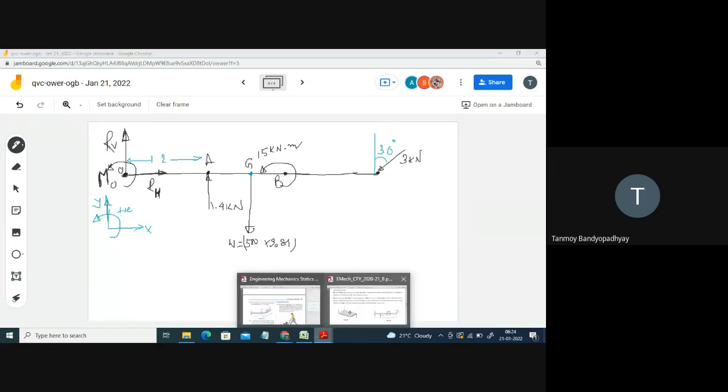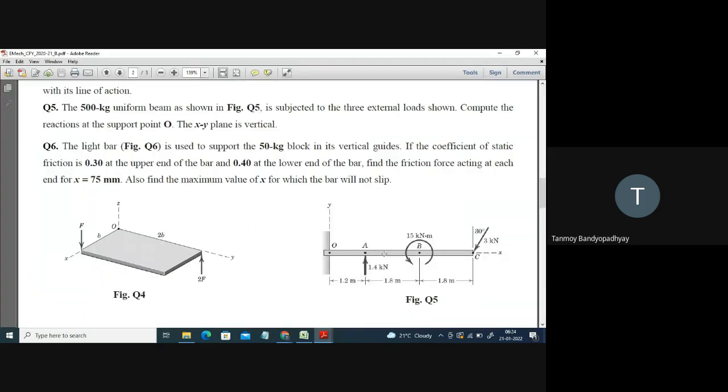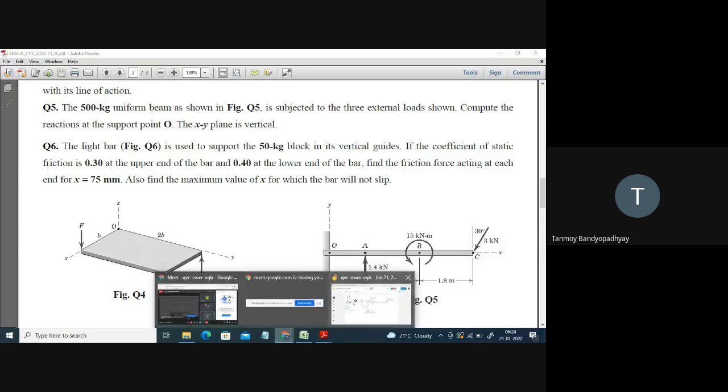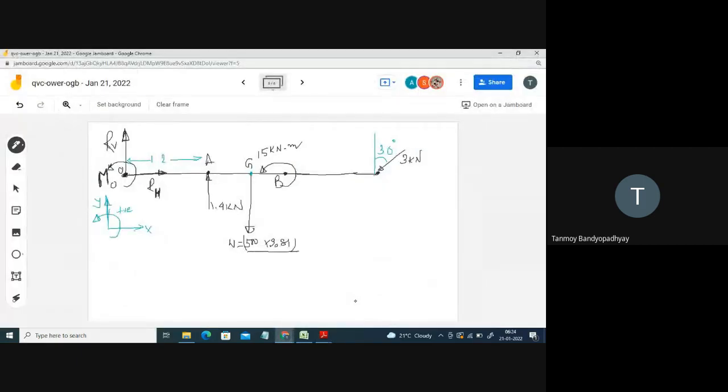See here, all the forces are in kilonewton. So 500 into 9.81 you get in newton. If you divide by 1000, you get the weight in kilonewton. So this was 1.2, this was 1.2. So it acts at the half distance. So this is 1.2. What else is left?